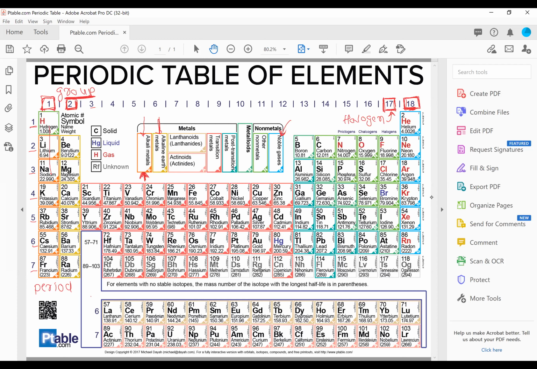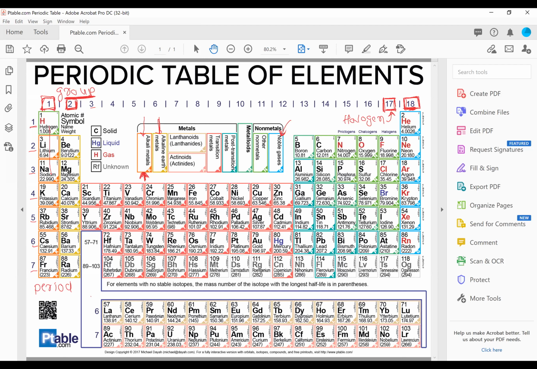Do you guys understand? Is it 17, Professor? 17, yes. Group number 17 is called halogen. In the sheet you sent us in the email, it's 7A. Sorry? Yes, I am going to talk about that. There are two ways to number this column. All right. Thank you. Yeah, I'm going to talk about that.